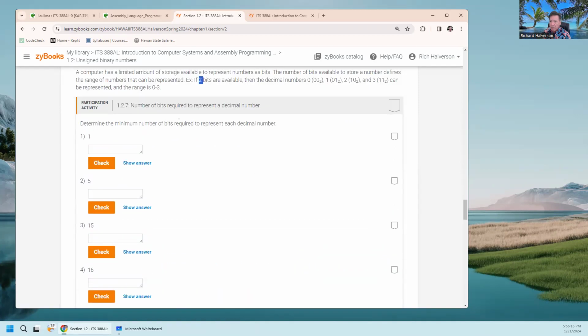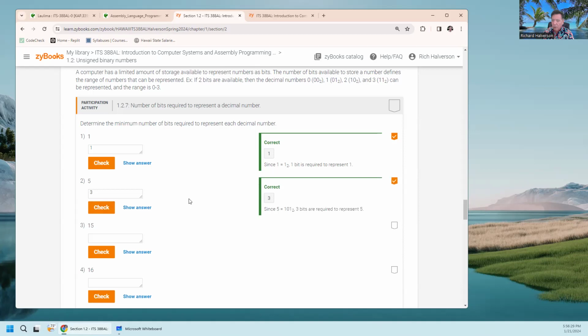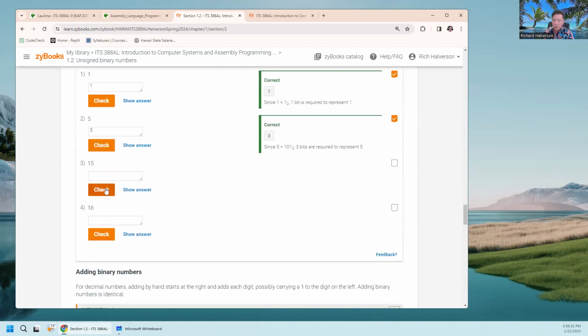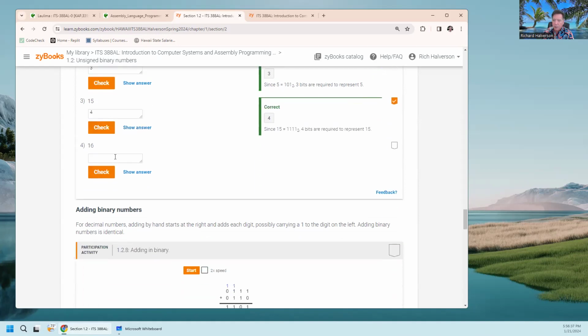Determine the minimum number of bits required to represent each decimal number. Well, just 1. Here would be 3. 5 is 101. 15 is 1111, so 4. And 16 is 10000, so it's 5.